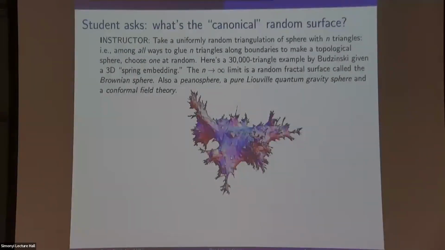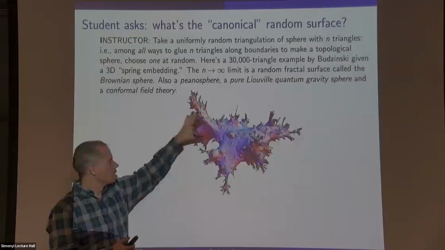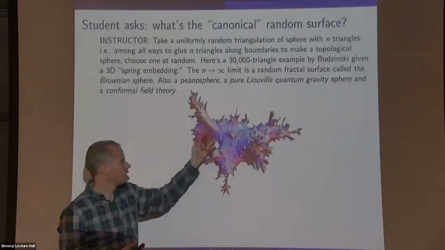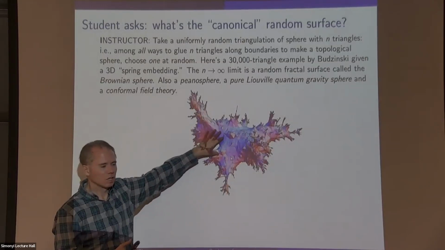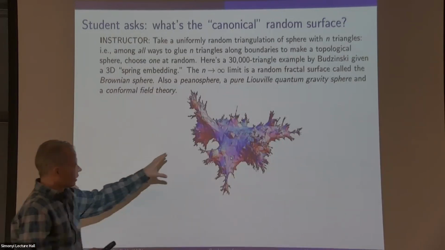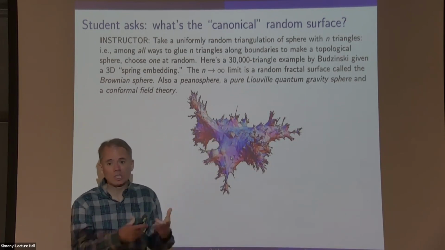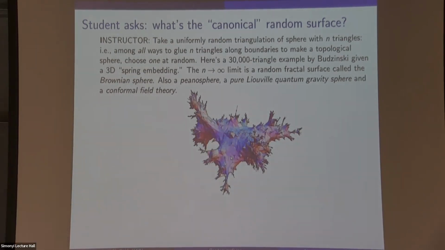And sometimes if you do it, you won't get a connected surface, but suppose we condition on getting a single connected surface and having it be simply connected. So not a torus or something. And if I condition on that, taking uniform among all the things that give me this, I get a random sphere-homeomorphic surface, just made by gluing triangles together. And what you say is if you take the n goes to infinity limit, you get a random surface called the Brownian sphere. And it's also called a Liouville quantum gravity sphere or a conformal field theory.